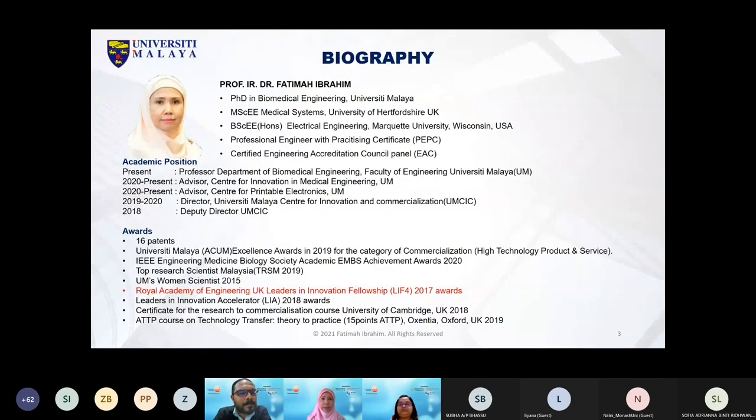Before I go further, I would like to tell you that I have 16 patents. And at that time, I did not do anything with the patents, not until I went for the Royal Academy of Engineering UK Leadership in Innovation Fellowship programs, LEAP 4, in 2017. From that onwards, it inspired and motivated me to commercialize my product. So at present, I already have 2 of my products commercialized and also 2 more ongoing.